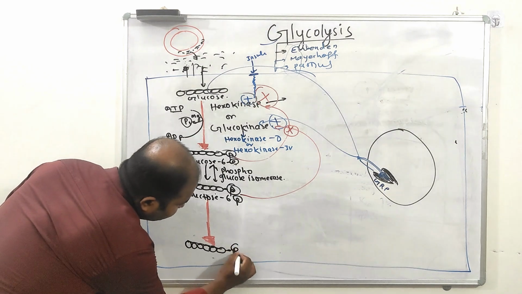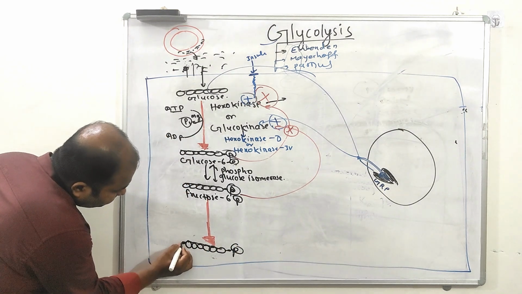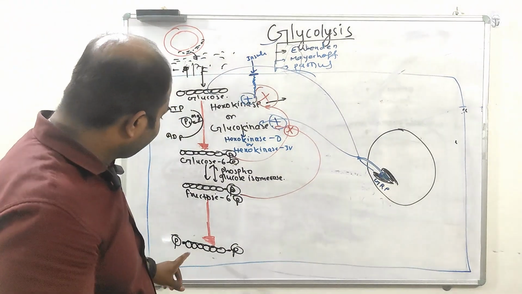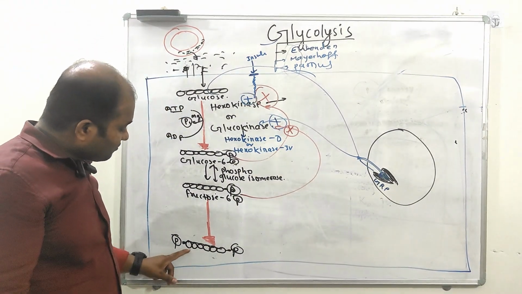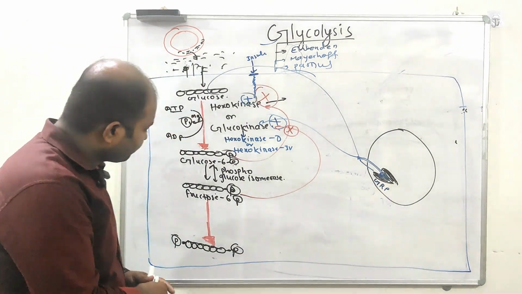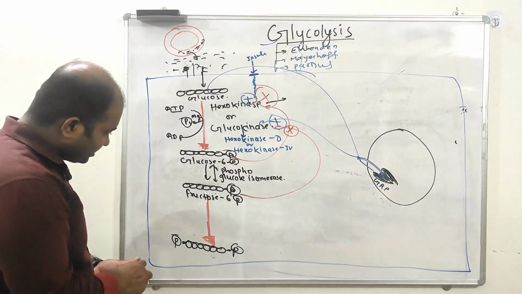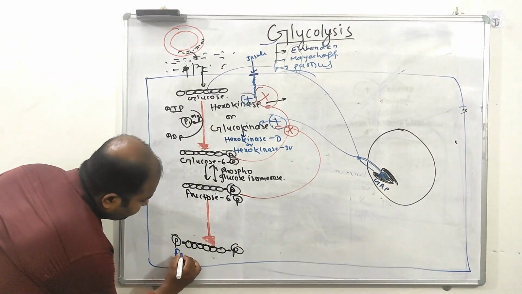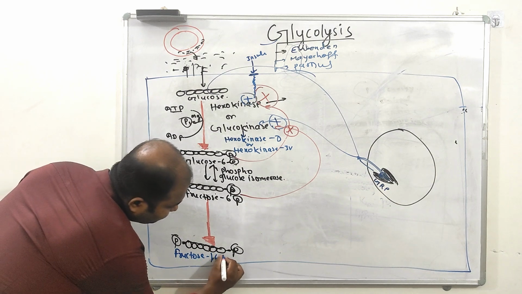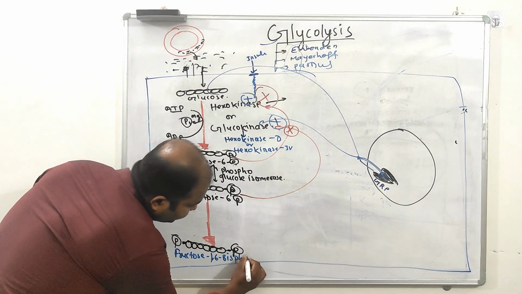At which carbon? This is the origin, at carbon number 1. And then we'll see here, now this product should be called fructose 1,6-bisphosphate.